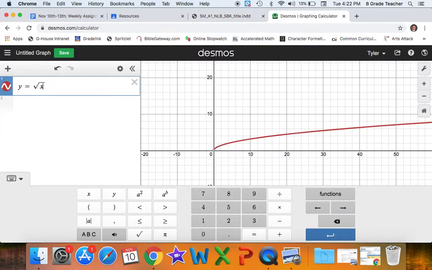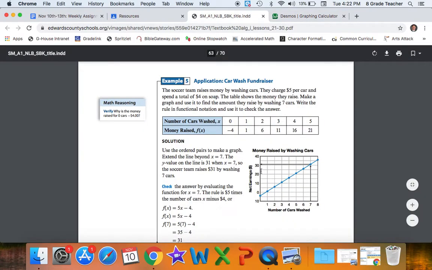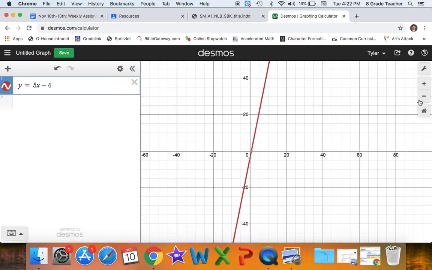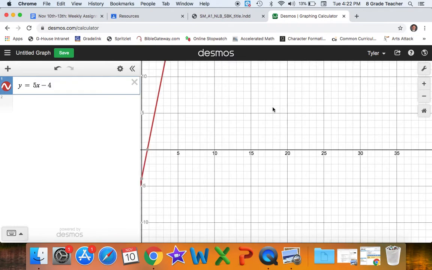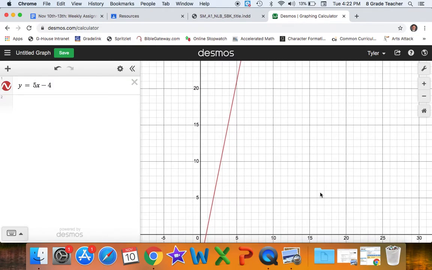Y equals 5x. But now there's another factor that you have to consider. You have to spend $4 on soap, so you take that money that you have for your profit and subtract $4 from that, and you get what that graph looks like. Now it looks a little bit different on this scale than it does in your textbook because of the way in which these points are plotted.